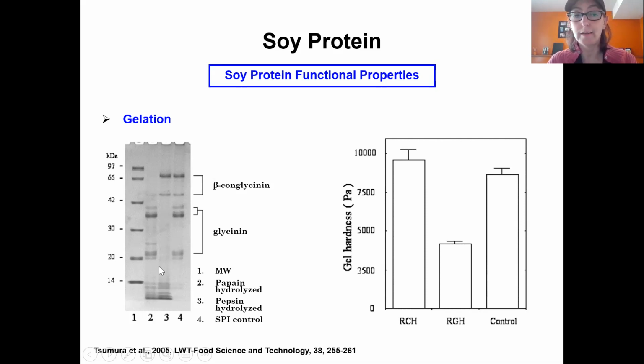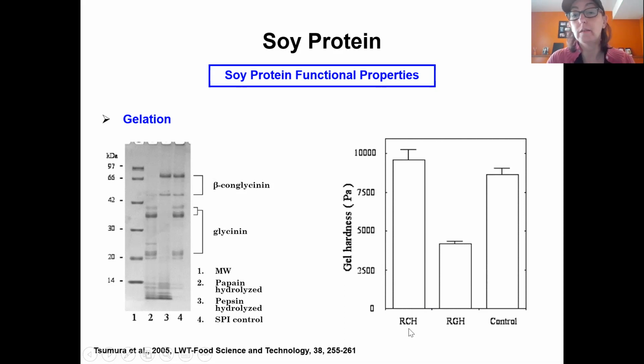Pepsin targeted glycinin subunits, and you see that they're no longer there, but you see smaller peptides here. Whereas another type of enzyme, papain, targets the hydrolysis of beta-conglycinin. So you see those bands are not there anymore, and you see that the glycinin subunits are intact. So they took these hydrolysates and tried to form a gel. They noted that the reduced conglycinin hydrolysate. So R is for reduced, C is for conglycinin, and H for hydrolysate.